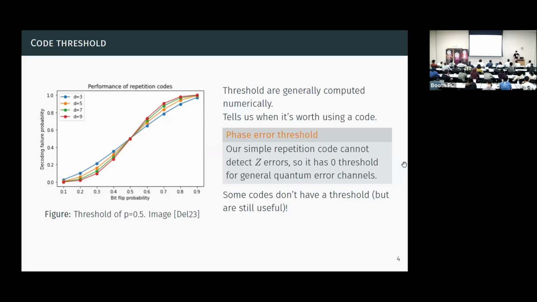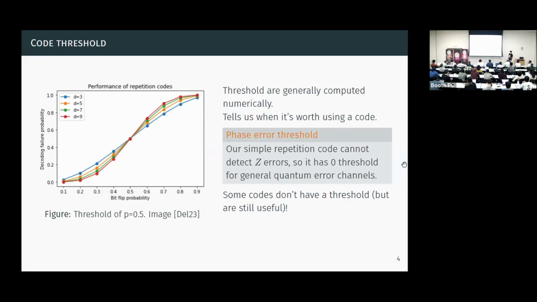And in this particular example, we have seen the repetition code, which doesn't have a threshold, but it is still useful, right? If you know your device has an overwhelming likelihood of having bit flip errors, or an overwhelming likelihood of having phase errors, then maybe a repetition code can actually help, right? If you do the appropriate Hadamards.